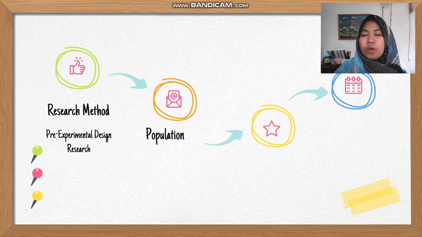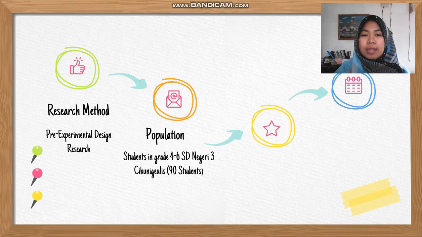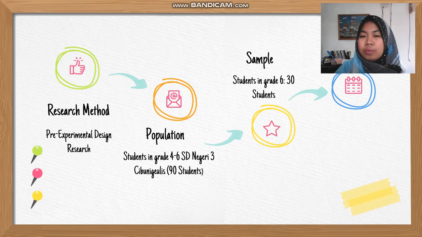The next one is the population. The population of this research is students from 4th up to 6th grade in SD Negeri Cibonegelis 3, Tasikmalaya, and the total number of population is 1990 students. And the next one is the sample. The sample is one group of class. The total number of sample is 30 students.